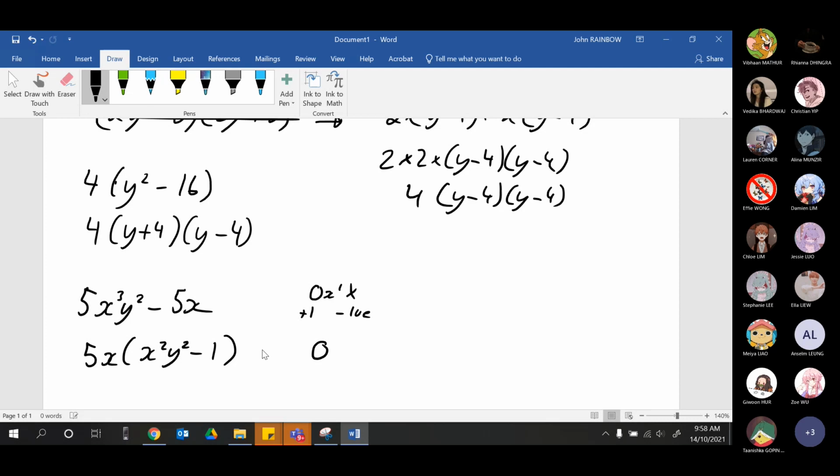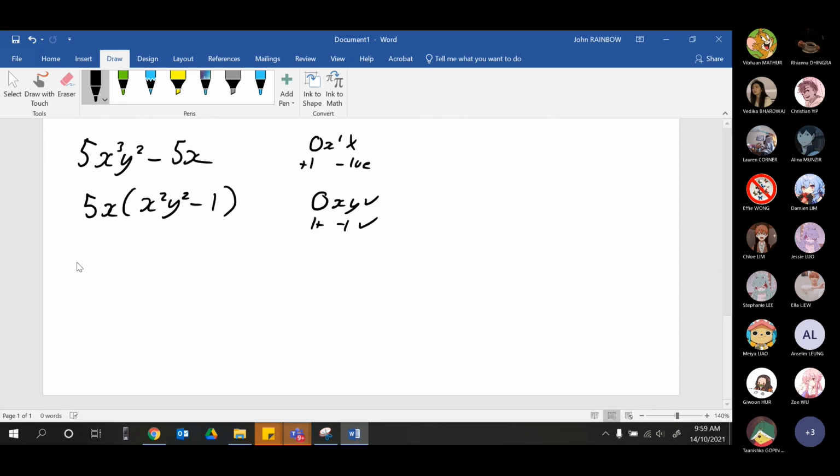now in the brackets, it's got 0 y's. 1 positive and 1 negative. Now I can do the difference of perfect squares for that. What are we doing? That's positive, so it's going to be xy plus 1. Square root of 1 is 1. Xy minus 1. And that would be it there.